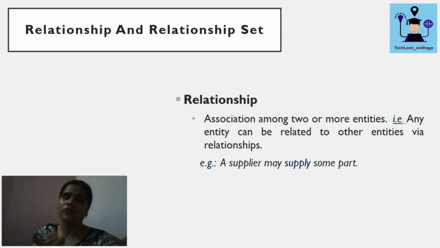Here we can see we have two entities, the supplier and the part, and there is a relationship between these two entities which is supply. So what is a relationship set? Different entity sets will have a relationship. Here supplier is an entity set and part is an entity set, and these two entity sets are connected with a relation which is supply. This is basically a relationship set, and we can see the mapping between different entities within these entity sets.